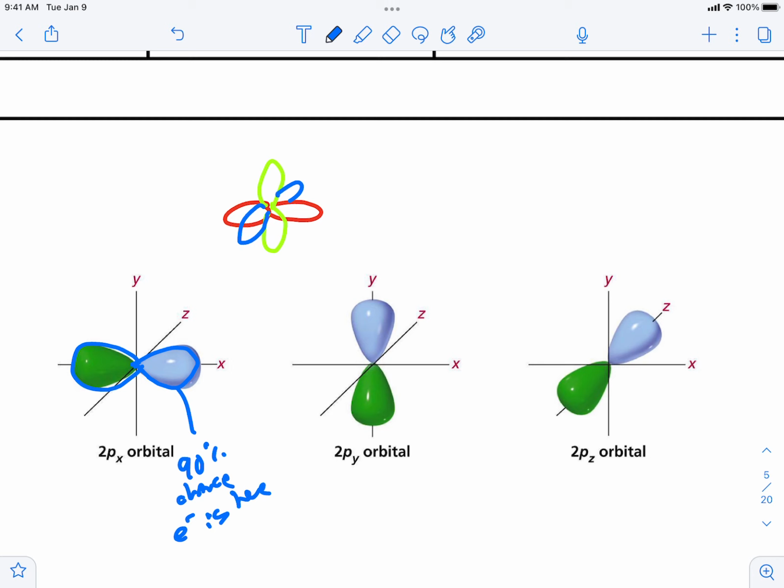Okay. So p orbitals are broken up into three parts. I'm sorry, the p subshell is broken up into three parts. And these parts we call orbitals.